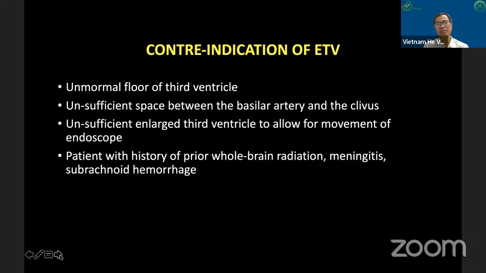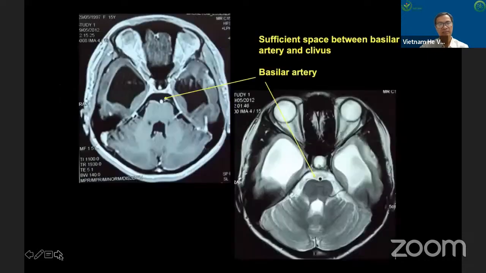Insufficient space between the basilar artery and the clivus. Insufficiently enlarged third ventricle or lateral ventricle to allow introducing the instruments into the lateral or the third ventricle. And sometimes patients with a history of previous whole brain radiation, meningitis, or subarachnoid hemorrhage. It is difficult to work in the space in these cases.